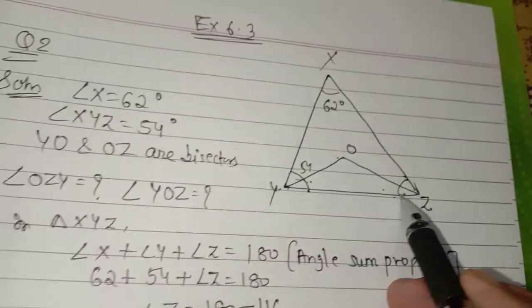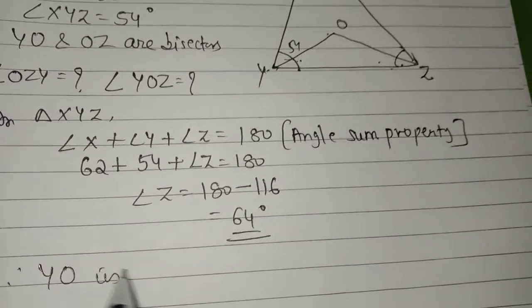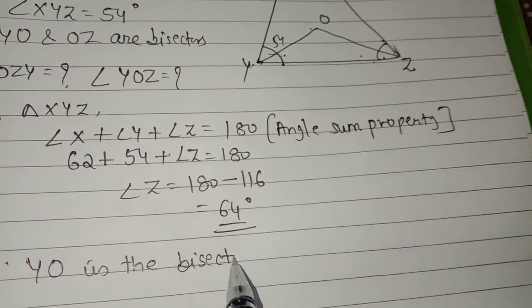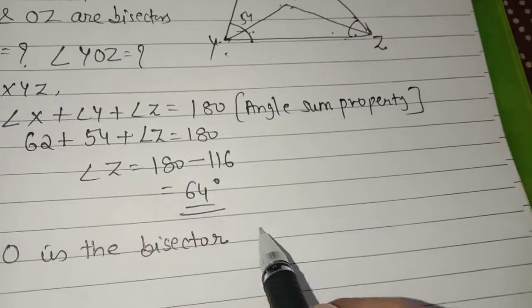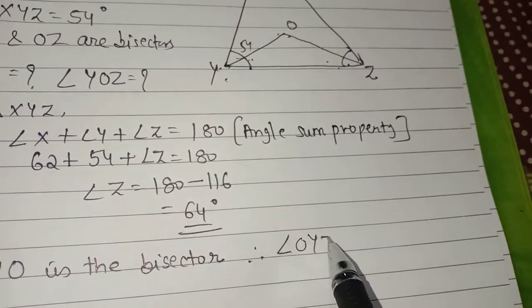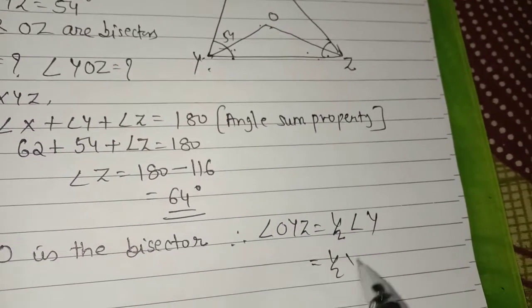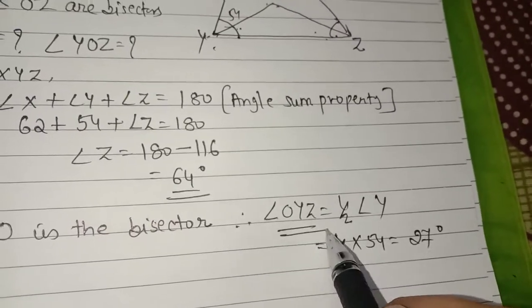Now we'll write, since YO is the bisector, therefore angle OYZ is half of angle Y. So half into 54, it is what? 27 degrees. We got OYZ.